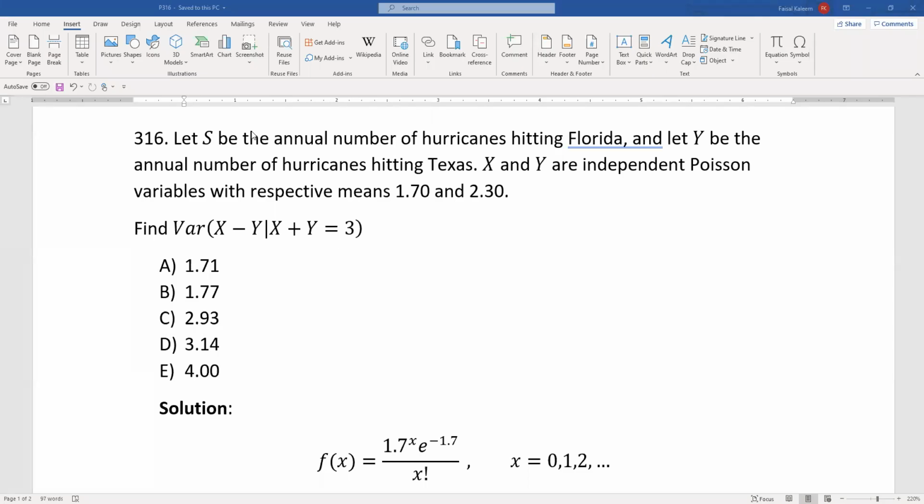Let X be the annual number of hurricanes hitting Florida and Y the annual number of hurricanes hitting Texas. X and Y are independent Poisson with means 1.7 and 2.3. Find the variance of X minus Y given X plus Y equals 3.